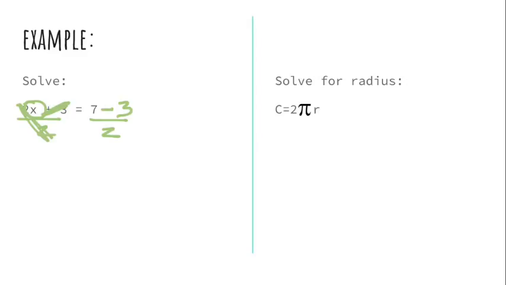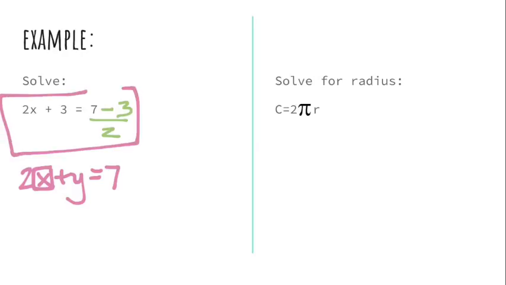Watch what happens if instead of 2x plus 3, I have 2x plus y equals 7. If my goal is to get x by itself, I'm going to follow the exact same steps as I did here, because we're still solving the equation. But when I subtracted 3 up here, I have y down here. So we're going to subtract y from both sides. That means y is gone.